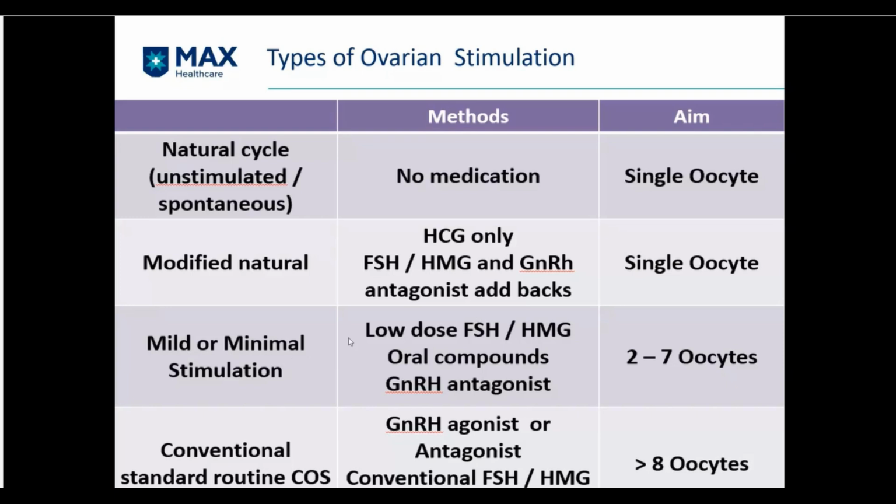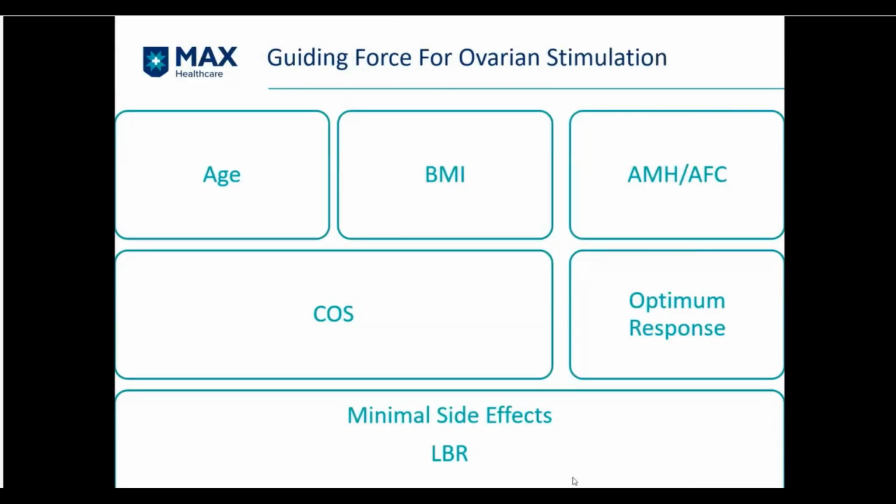In mild or minimal stimulation, we give low dose gonadotrophins, either oral, with the addition of a GnRH antagonist when the follicle size reaches 14 millimeters, with the aim to retrieve 2 to 7 oocytes. In the conventional, we use gonadotrophins in high dose, with the aim to retrieve more than 8 oocytes.